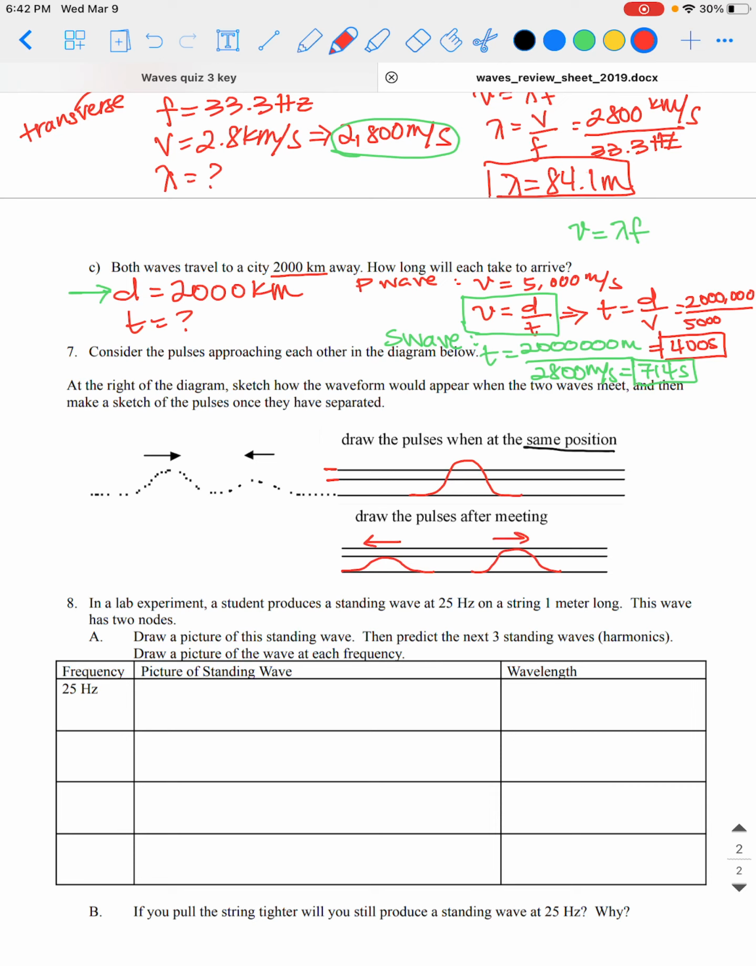Now, one thing I want to emphasize is reflection, because we didn't talk about reflection much. If I have a wave traveling in this direction and it hits a fixed end right here, the wave is going to bounce back on the opposite side because it always inverts if it hits a fixed point.